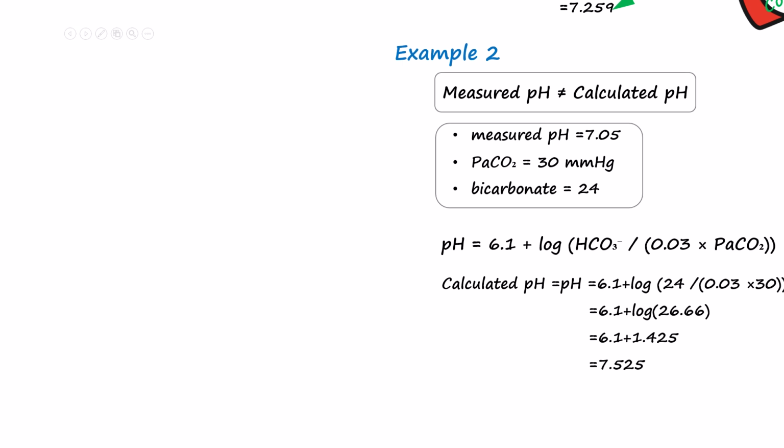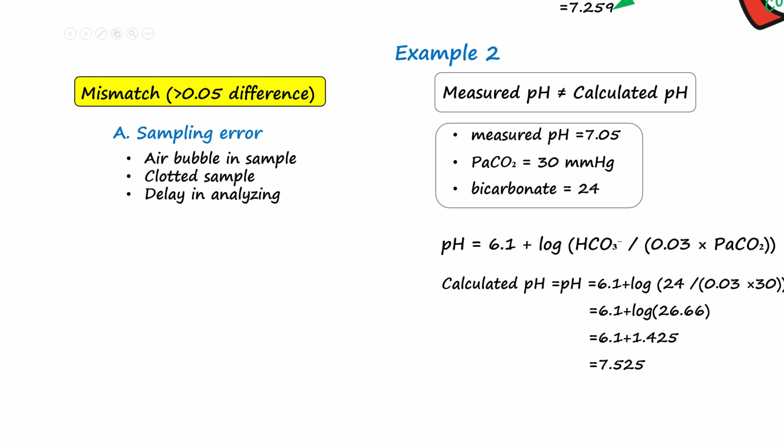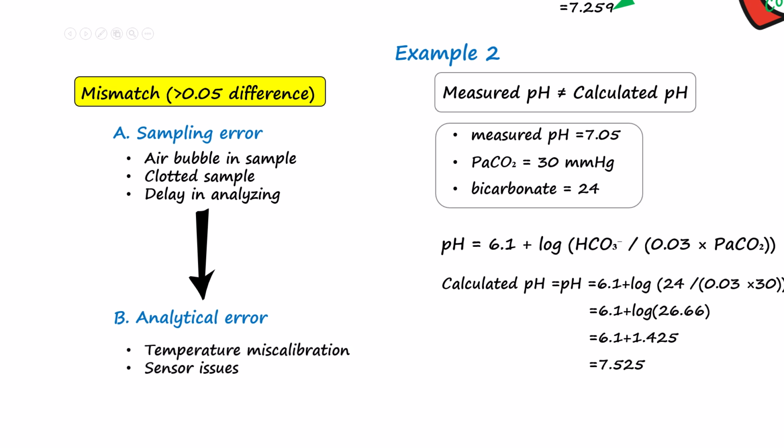On the other hand, as shown in example 2, if measured pH and calculated pH mismatch significantly, the first step is to suspect a sampling error, such as air contamination, clot formation, or a delay in processing that allowed ongoing metabolism in the sample. If sampling error is unlikely, the next step is to consider technical problems with the ABG machine, including calibration or sensor issues. We have discussed these issues in the ABG sampling video.